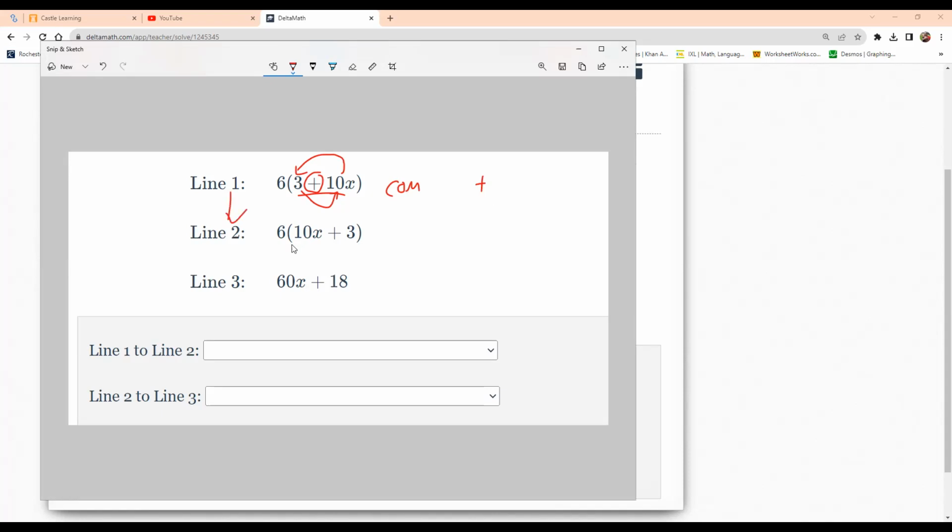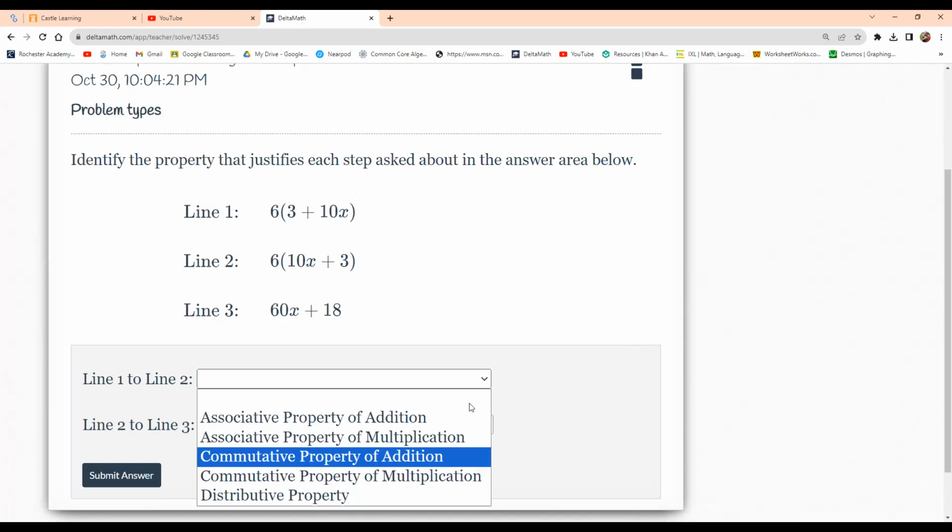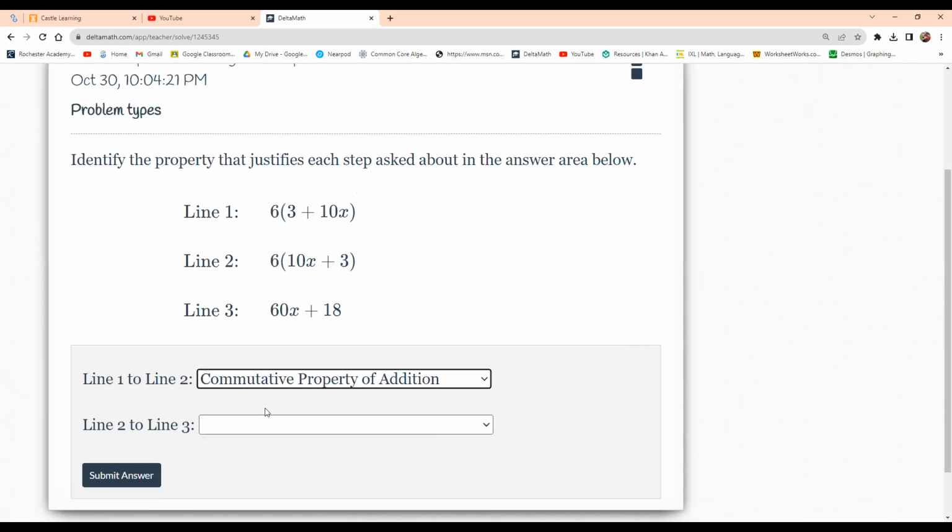And then look at what we're doing. We are distributing the 6 to the 10x, and that's how we get 60x. And then we do 6 times 3. That's how we get 18. So the second one is the distributive property. So if I go back over here, I say the first one is the commutative property of addition, and the second one is the distributive property.